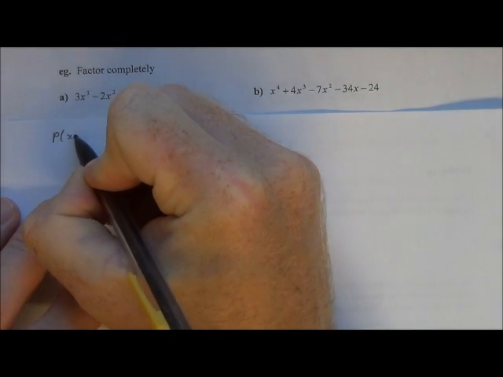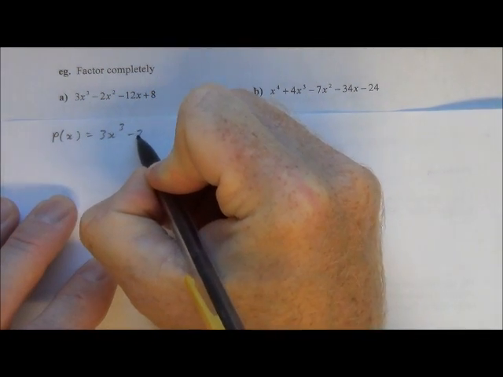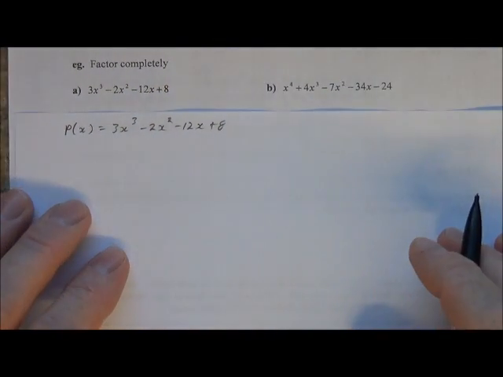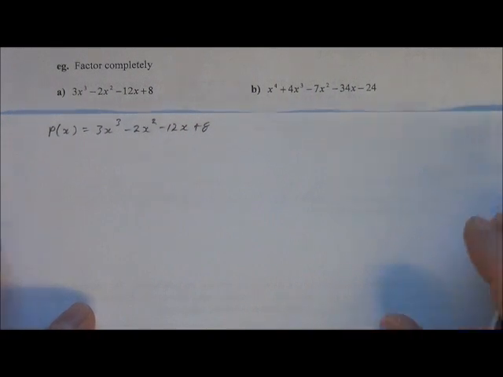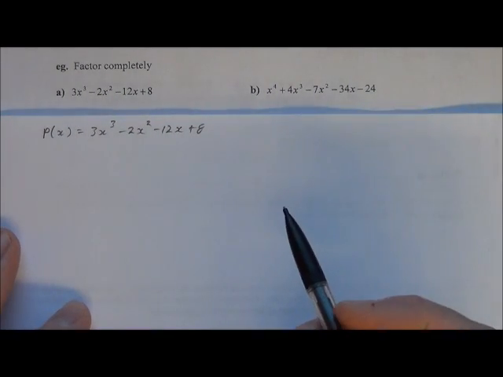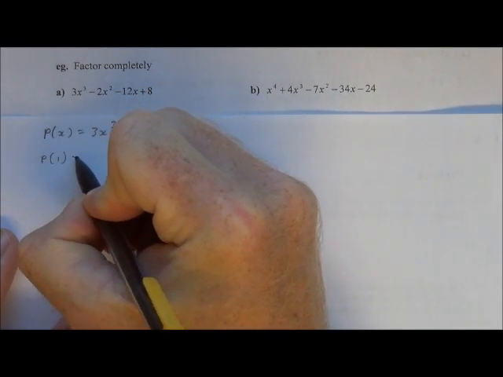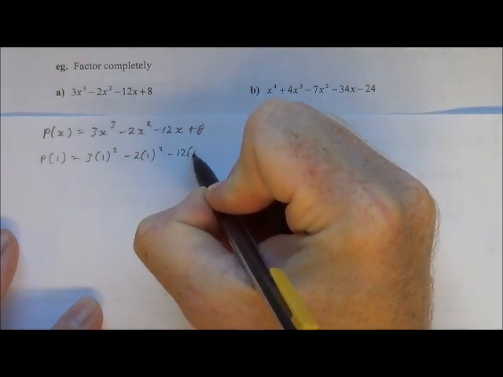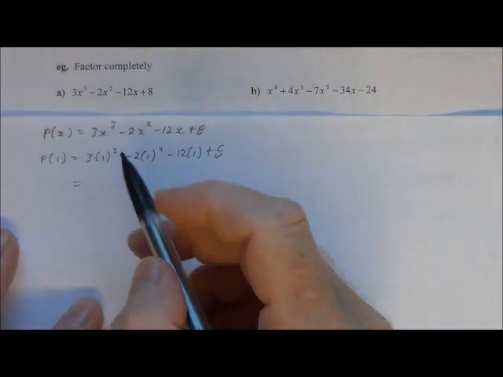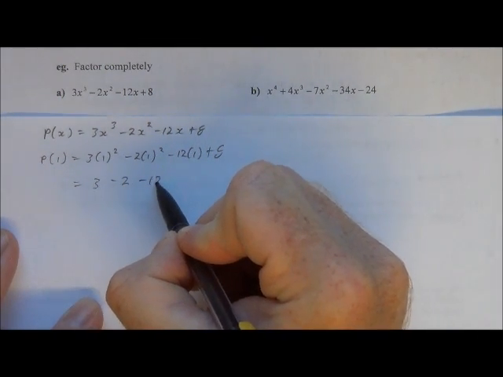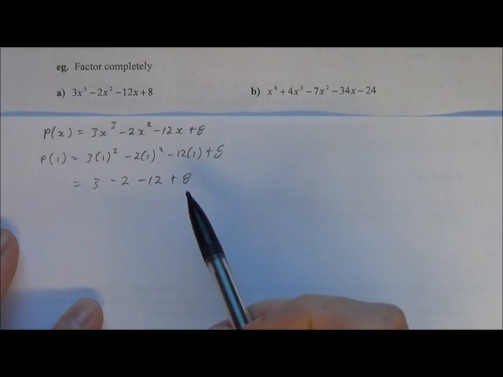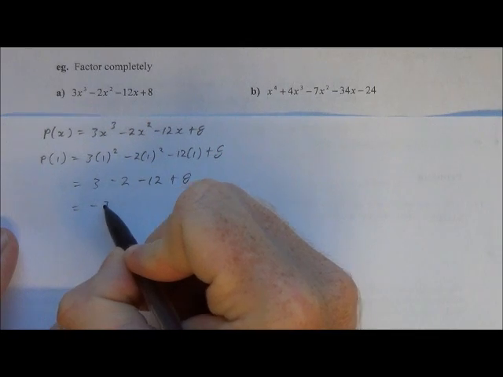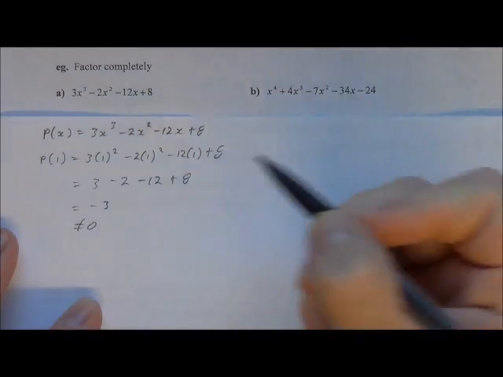Okay, so what I'm going to do now is I'm going to transfer that question onto, I'm going to say p of x is 3x cubed minus 2x squared minus 12x plus 8. So we're going to now use that to begin looking to see if we can find a factor. So we're going to try 1. Okay, so we work this out. So we get 3 minus 2 minus 12 plus 8. And when we add that together, we get negative 3, which does not equal 0.